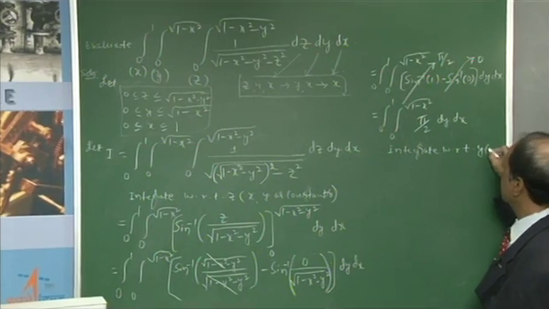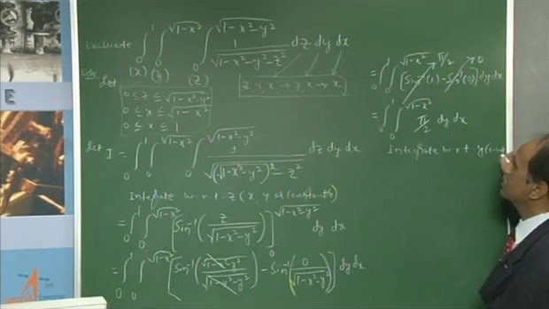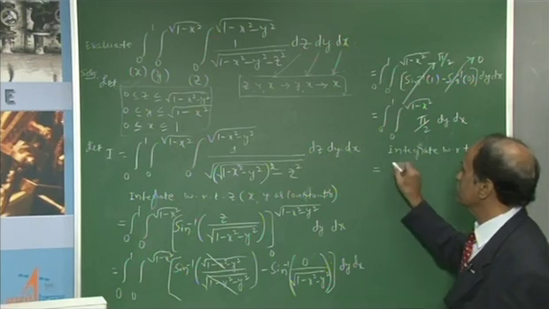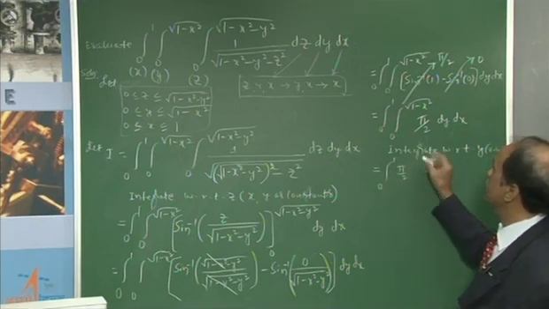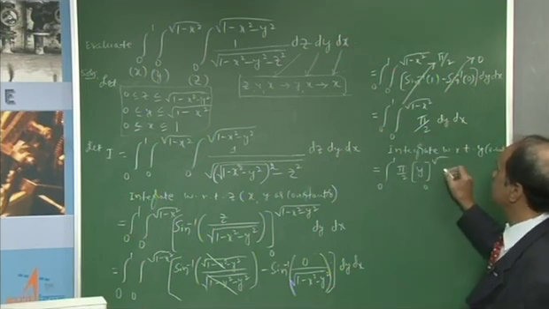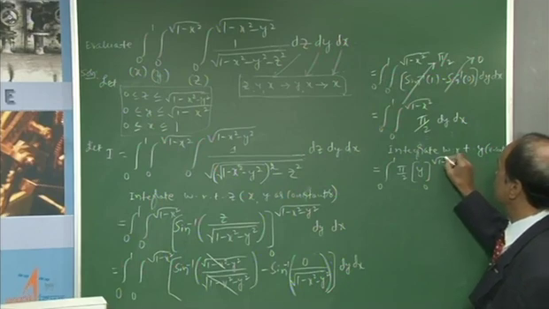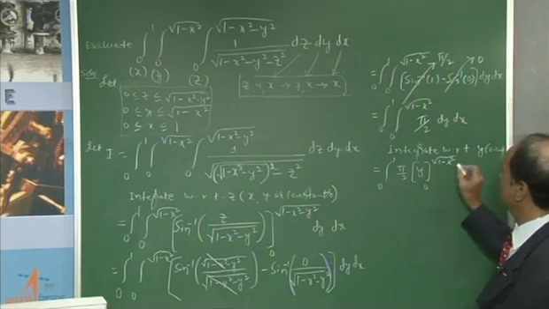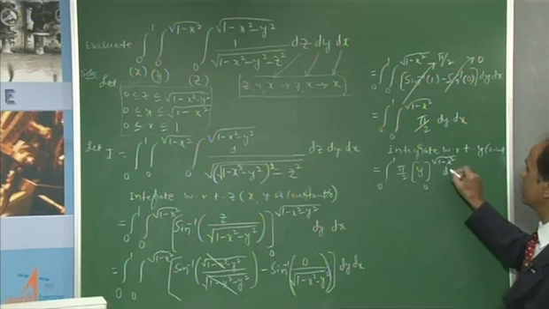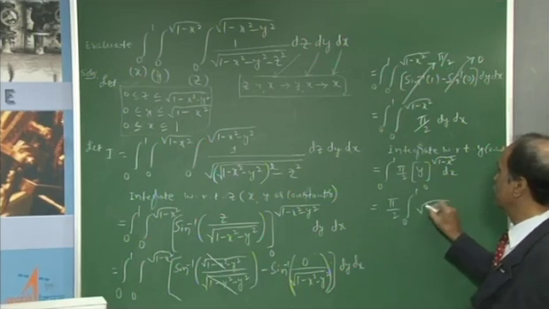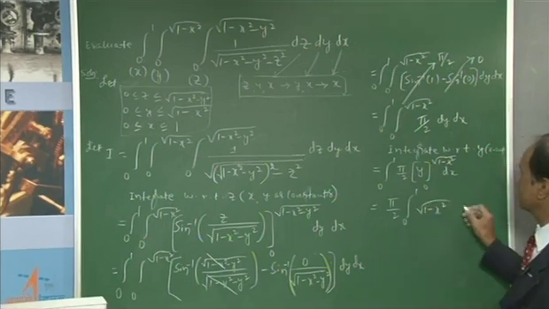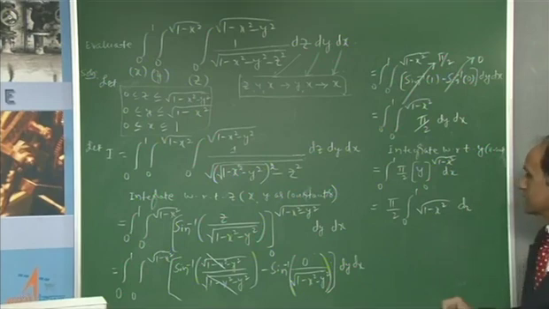Therefore x is constant. Then this is equal to 0 to 1, pi by 2, then y, with limits 0 to root of 1 minus x square, dx. That is pi by 2, integration 0 to 1, root of 1 minus x square, dx.